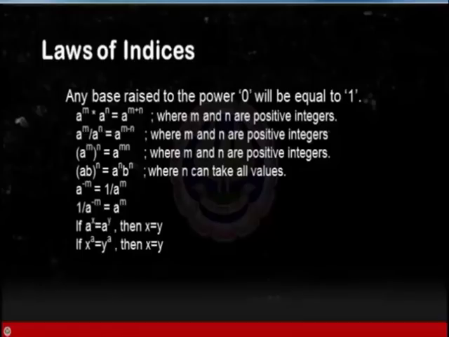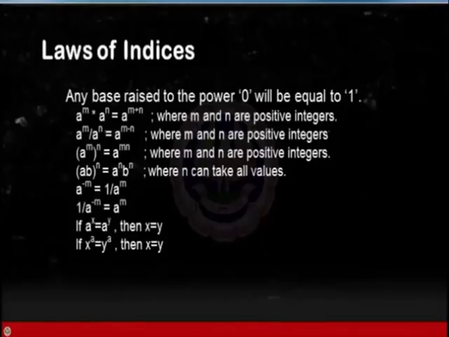Any base when raised to the power 0 will be equal to 1. So if I say a to the power 0 and ask the value, it would be equal to 1. Right? So if you have 3 to the power 0, that is not equal to 3. It is actually equal to 1. 3 to the power 1 is equal to 3, but 3 to the power 0 is equal to 1.